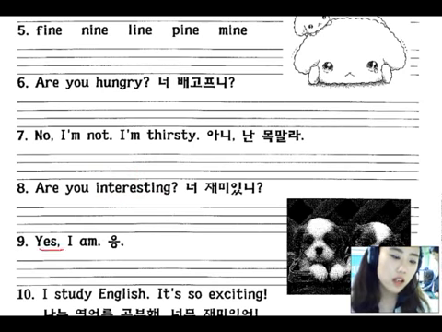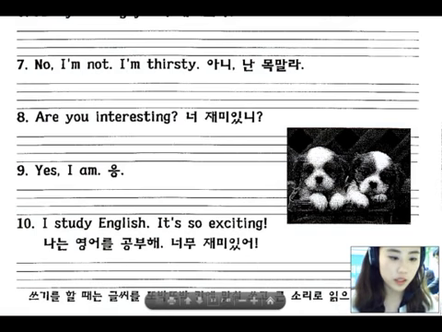And number 9. Yes, I am. And number 10. Okay. 자, I study. 자, 여기 G가 오면은 잉 소리가 난다고 했죠? 잉, 글, 리, 시. I study English. Okay, one more time. I study English.